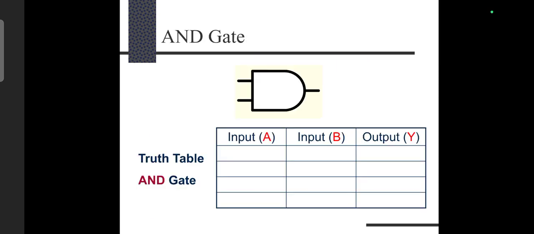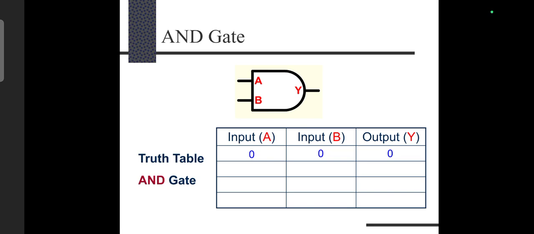Next we will discuss another gate, the AND gate. Here the AND gate symbol is shown. Here we have taken a 2 input AND gate. For the 2 input AND gate, the inputs are considered as A, B, and the output is considered as Y. Now we have to form the truth table for this 2 input AND gate. When the inputs are 0, 0, the output is 0 as per the logic operation of the AND gate.